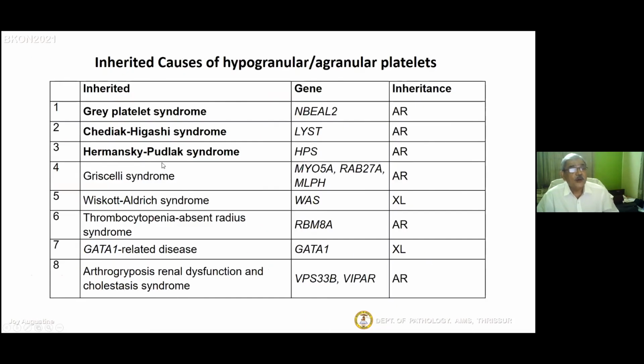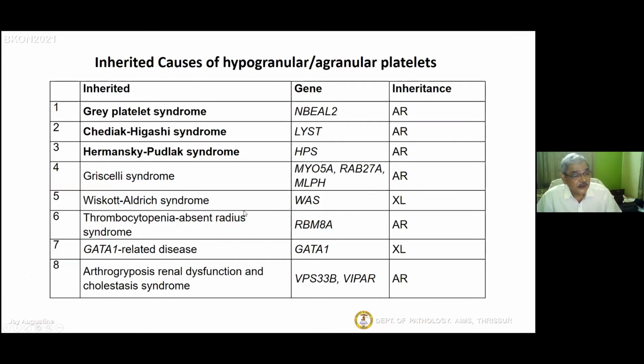Now, what are the causes of hypogranular or agranular platelets? The most important, of course, is gray platelet syndrome. And very often, all these hypogranular platelets belong to the group of storage pool disorders.